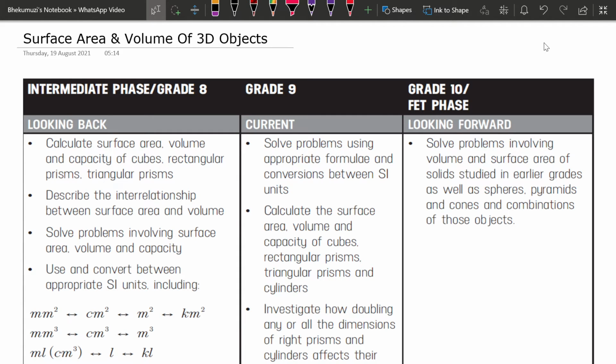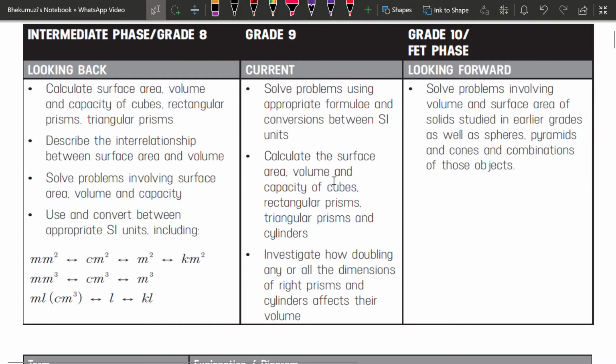Okay, so here we're looking at surface area and volume of 3D objects, right? But now, before we begin, I need to state some of these things because they are important. So, in grade 8, what you mostly looked at, and you're still going to use some things from grade 8, is that you looked at how to calculate the surface area, the volume, the capacity of cubes, rectangular prisms, triangular prisms, right?